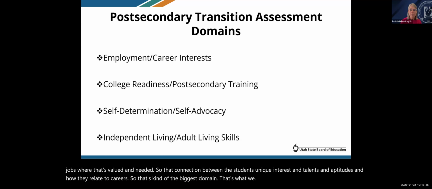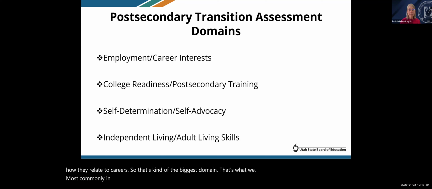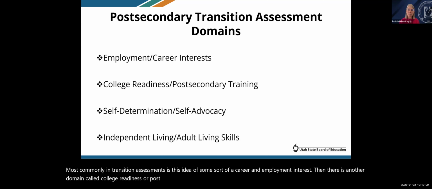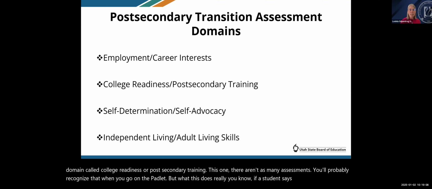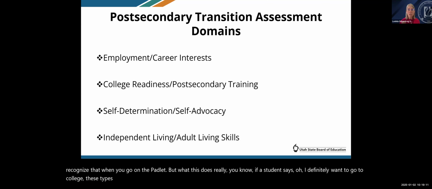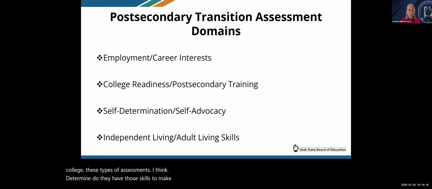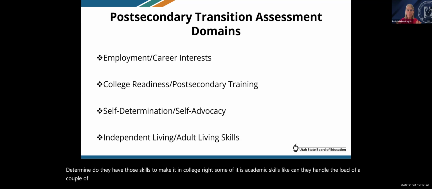It's what we see most commonly in transition assessments, this idea of some sort of career and employment interest. Then there is another domain called college readiness or post-secondary training. This one, there aren't as many assessments. You'll probably recognize that when you go on the Padlet. But what this does really, if a student says, oh, I definitely want to go to college, these types of assessments determine, do they have those skills to make it in college, right? Some of it is academic skills, like can they handle the load of a couple of classes and homework and the quantity of reading they're going to have to do.